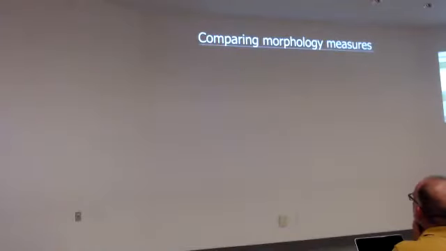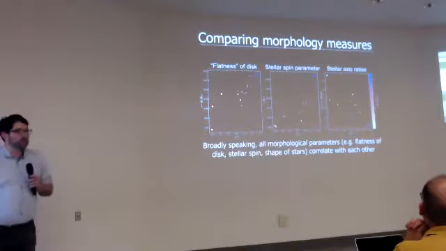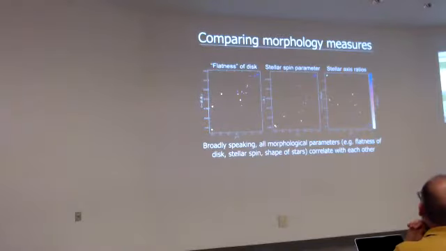Now, before I move on to looking at halo properties or galaxy properties, I want to quickly compare the other morphological measures that we could come up with. So, for example, the stellar flatness of the disk. This is 1 minus z over r, basically. The stellar spin parameter of all the stars within our VIR. The axis ratio of stars within, for example, here it's 20 kiloparsecs. It doesn't really matter what you choose. Broadly speaking, all of the morphological parameters correlate pretty strongly with one another.